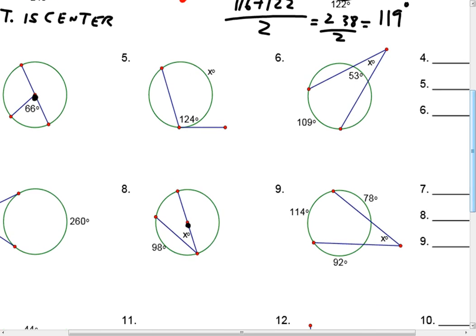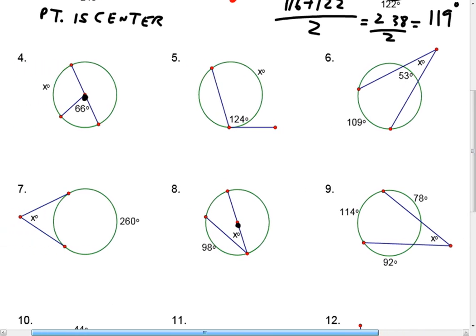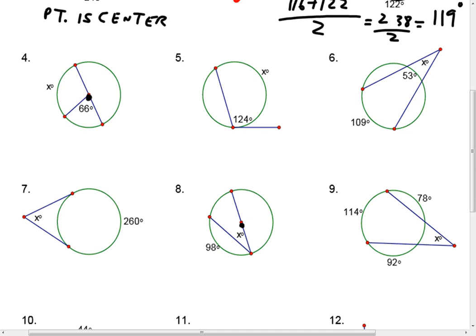What kind of angle is in number 4? What are we looking at? That's the center. More central angles, more angles that are equal to the arcs that they intercept. So I know that's 66. What is this? Diameter. What does the diameter do to the circle? Cuts it in half. So I've got a total of 180 on this side. That leaves me with 114 over here.